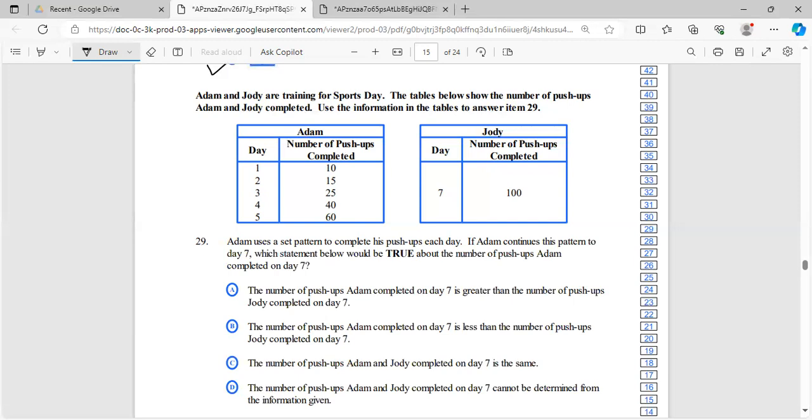If Adam continues at this same pattern to day 7, which statement below would be true about the number of push-ups Adam completed on day 7? So our focus is Adam. So we could try to figure out the pattern with Adam, right?